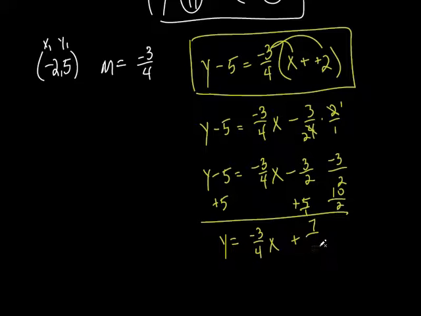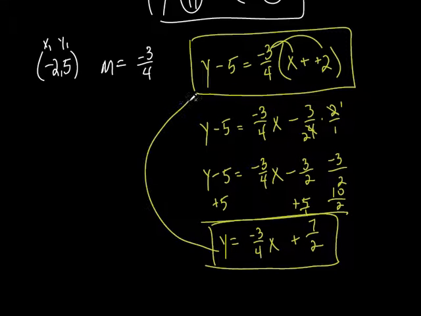And that's 7 over 2. Now look at that. This equation right here and this equation right there, they represent the same exact line. But this is written in which form? This is point slope form. What slope is this? Slope what? Intercept form. So they could do that.